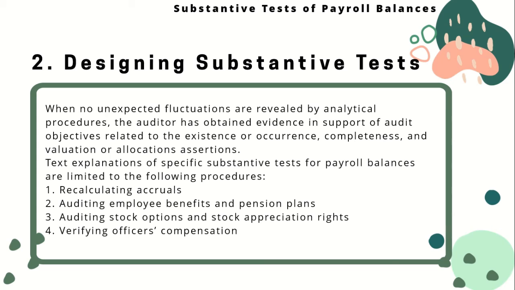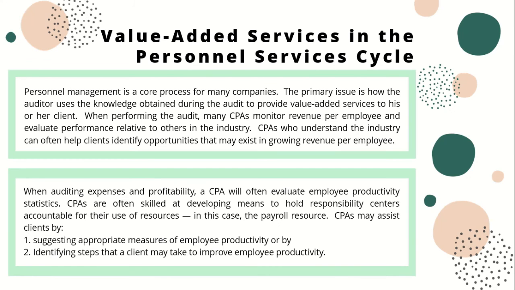Tests of specific substantive tests for payroll balances are limited to the following procedures: 1. Recalculating accruals. 2. Auditing employee benefits and pension plans. 3. Auditing stock options and stock appreciation rights. 4. Verifying officers' compensation. And the last but not least, value-added services in the personnel and payroll cycle.